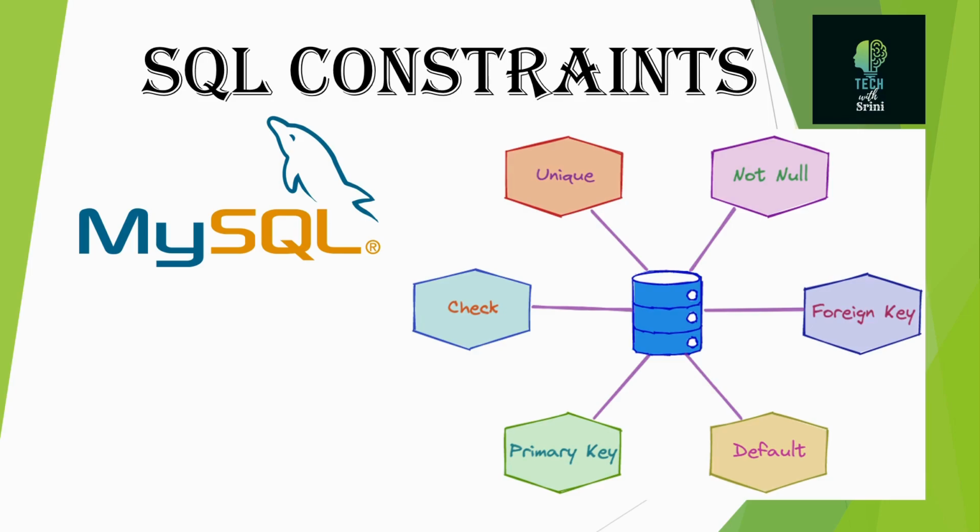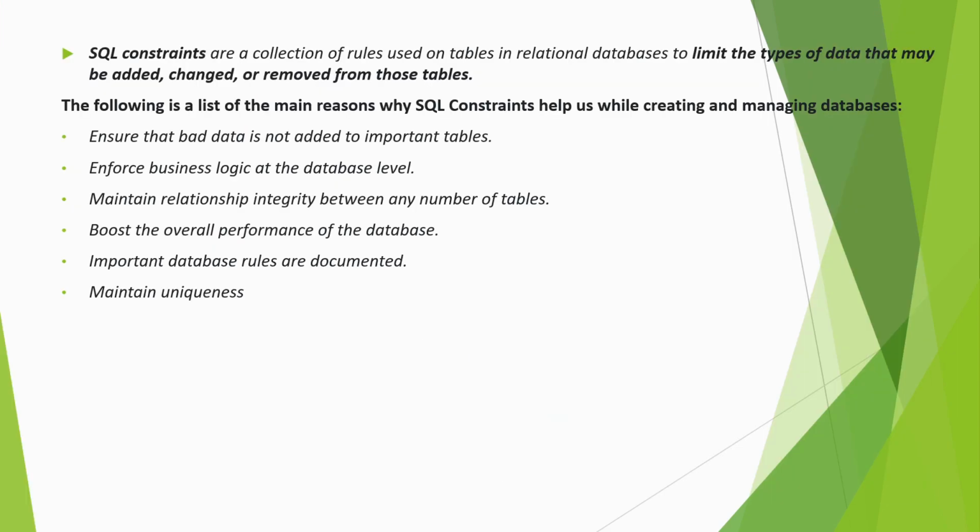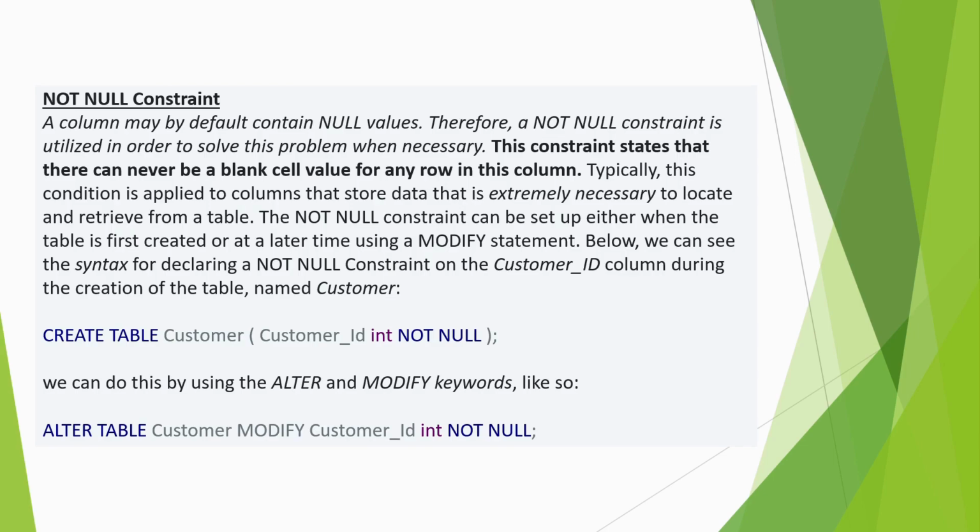So basically we have six types of constraints: unique, not null, check, foreign key, primary key, default. The more perfect, clean data you enter into a database, the better it will affect the performance of the database. It reduces your time to clean the data again and again. So the first one is the not null constraint.